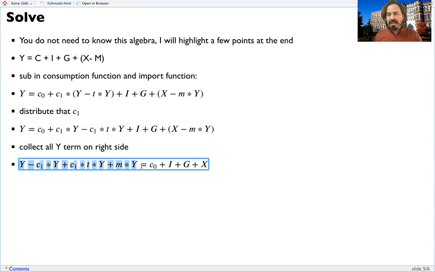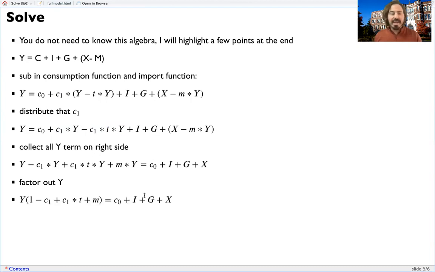Big, long, complicated. Again, don't worry about the algebra. Factor out the y. So all the y terms are over here and we pull the y out. So this is y times all these things. So now we have this nice term here that we can divide to get y all by itself. And we end up with the thing. Again, don't worry about the algebra.